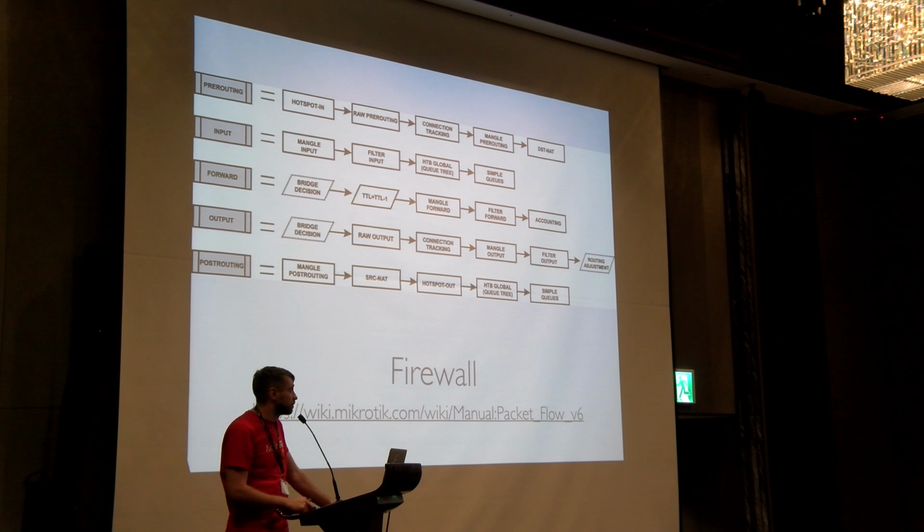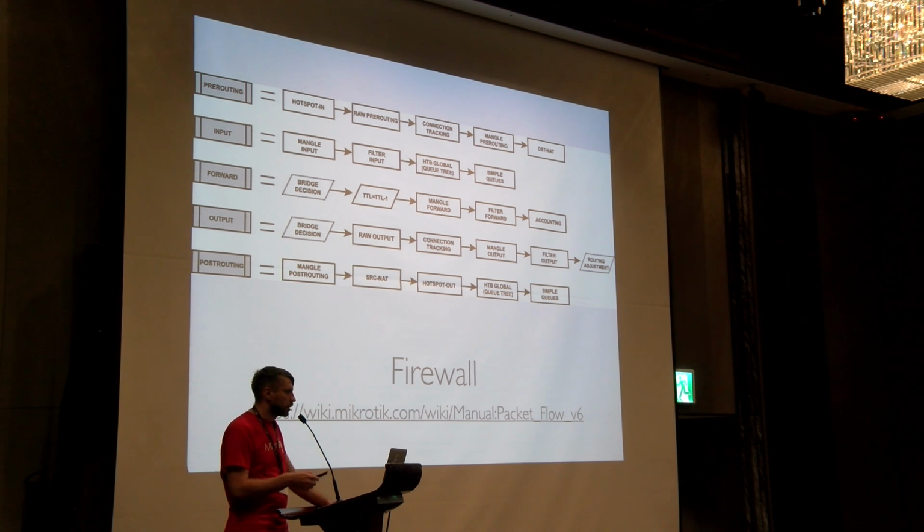So this is a table where you can see how packets are going through the router. This is somehow the table that every network administrator should print and put on the wall, because it shows all the places where packets are coming and how they are coming.